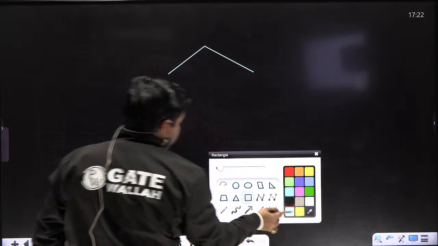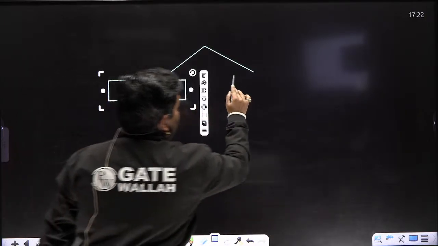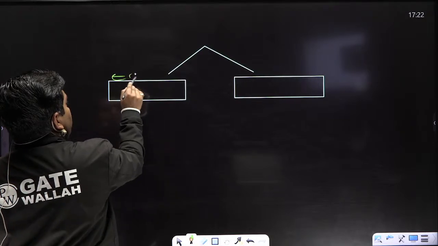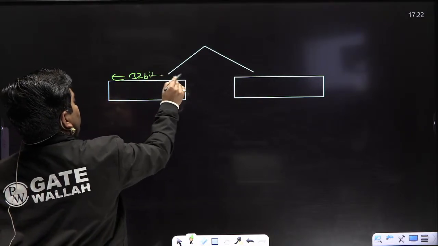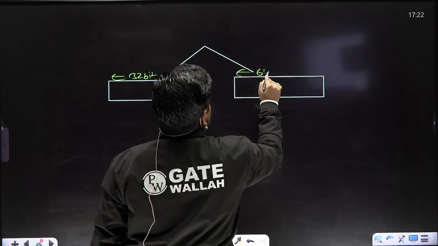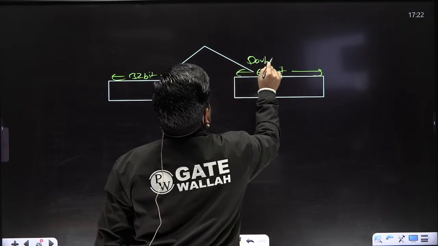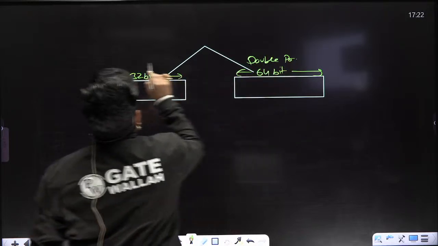Please remember only one thing: single precision and double precision. Single precision is what? 32 bit. And double precision is what? 64 bit. Double precision and single precision.